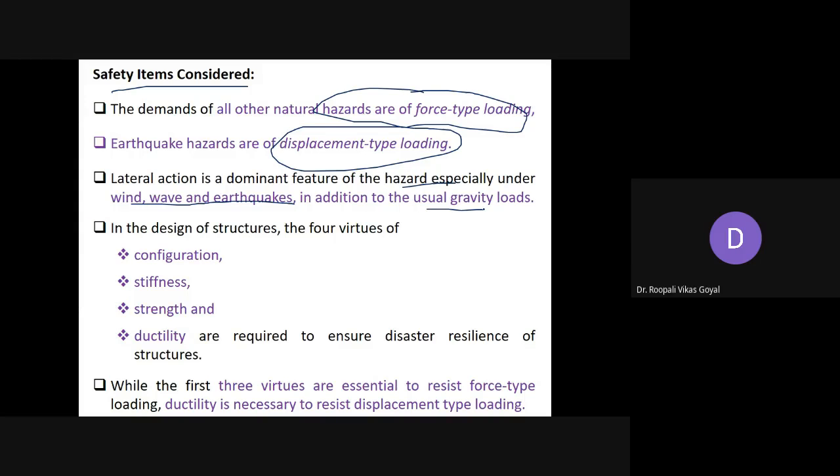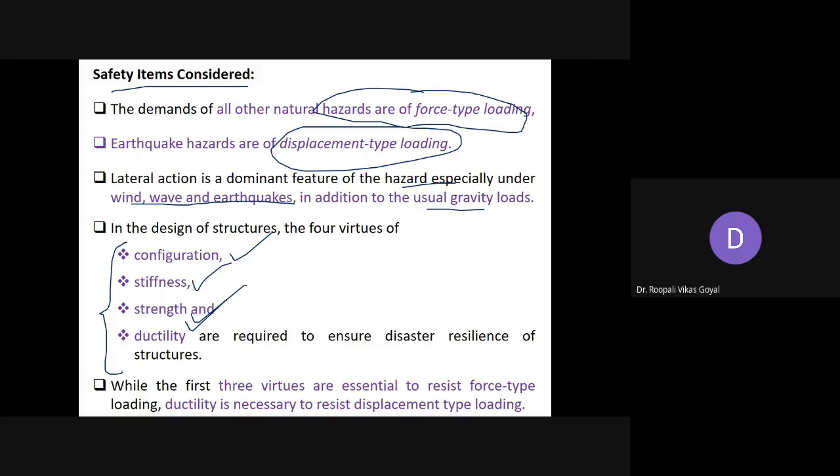So most of the structures that we are designing, वो gravity load हम consider करते हैं कि भाई कितना gravity से load आ रहा है. But this lateral action is very essential when we are designing for the wind, wave, and earthquake resistant. So in the design structure, the four virtues are to be properly followed. First is configuration. क्या configuration है, कितना stiffness है, कितना strength है, and ductility.